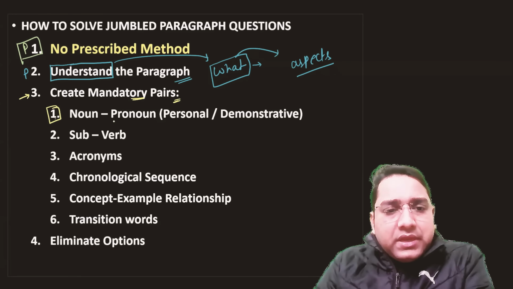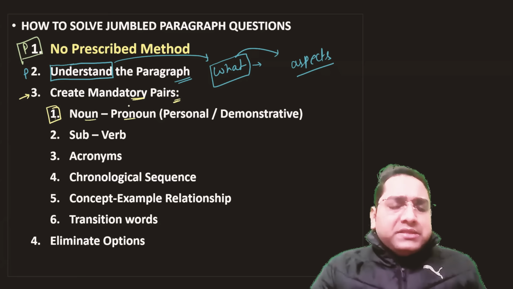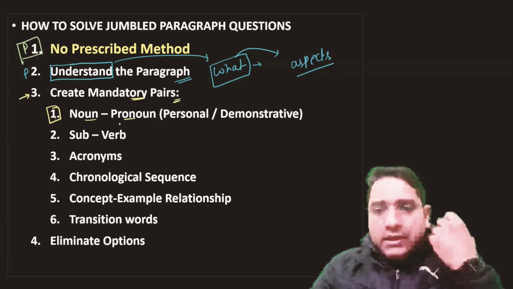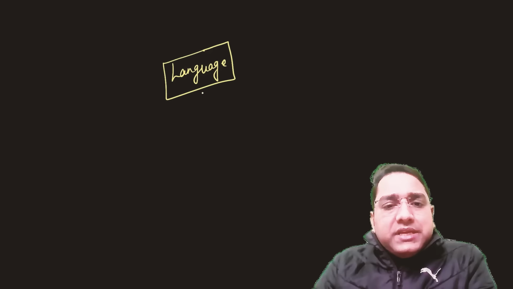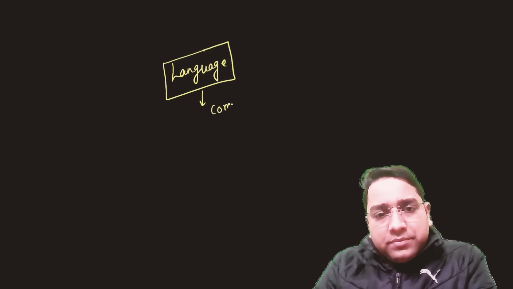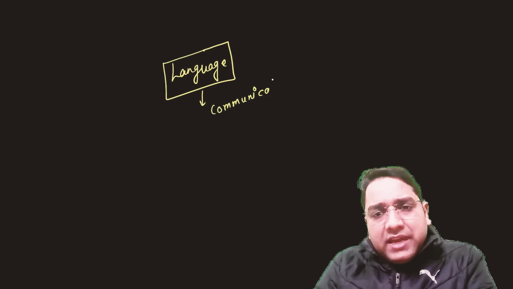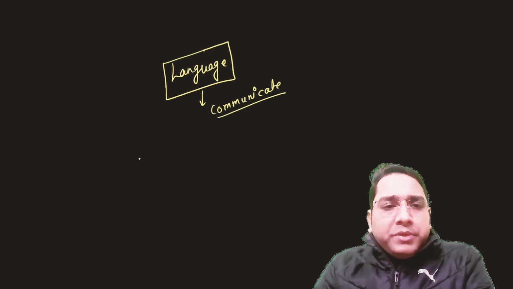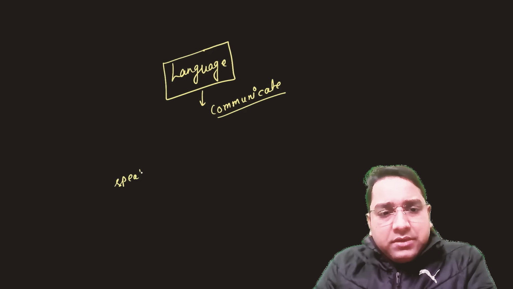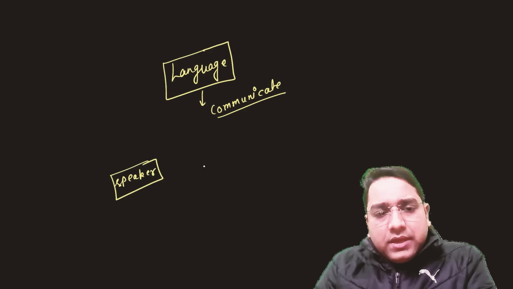First thing is noun, pronoun. I hope everybody is aware of what is noun, what is pronoun. So let me just give you one insight into what we are talking about. Language. We are learning verbal ability, and verbal ability means the English language, correct? English is a language. What is the use of language? To communicate, right? Now, to have a proper communication, at least two people are required. One is the speaker, and the other one is the one who is spoken to.